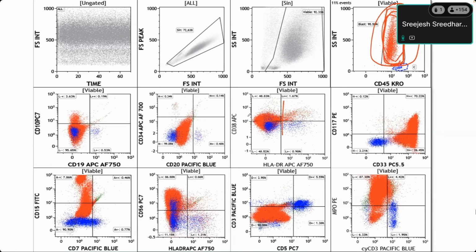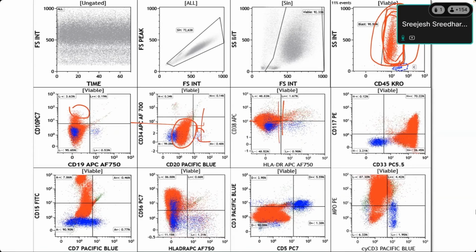You set these quadrants from these tubes, and then only those cells which go beyond these quadrants will be called positive. So you see, some CD20 is expressed even without putting an antibody. Only if it comes beyond this quadrant do we call it positive, right?